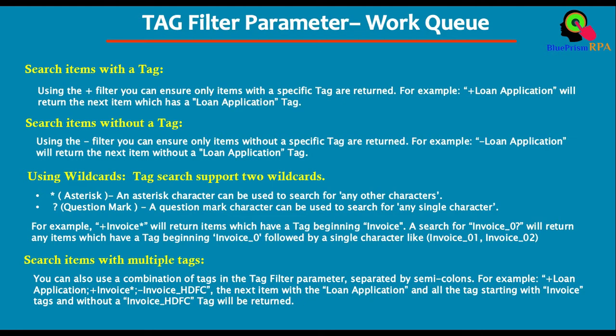So it can be invoice_HDFC, invoice_01, invoice_02, 3, 4, 5, like that, any value. Semicolon separated, we have minus invoice_HDFC. It means while getting the next item, it will give you an invoice, but it will not give you data where the tag is invoice_HDFC. Right, so here you can see invoice star, so it can give you an HDFC value also, but we are also saying that no, do not include this invoice_HDFC.